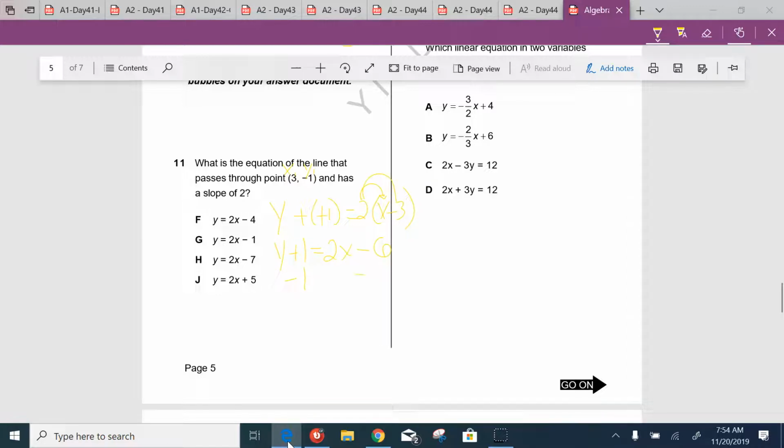Go ahead and subtract 1 from both sides, to get y by itself. And then y equals 2x, negative 6 minus 1 more is minus 7. You can also graph each one at a time and turn the table to see which one goes through that point and check the slope to make sure that works too.